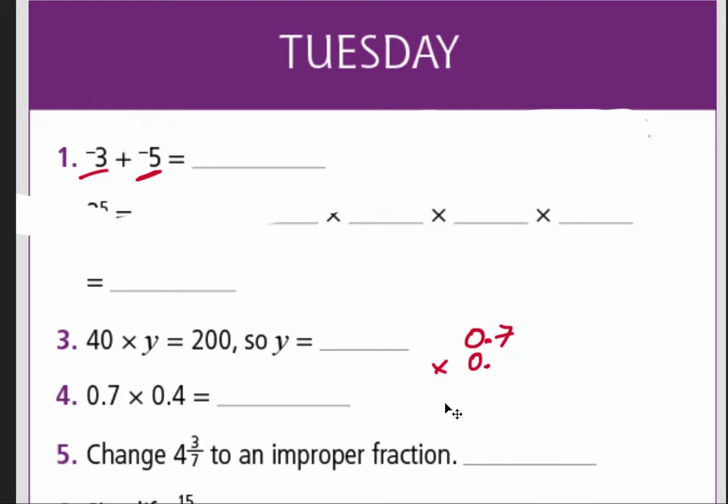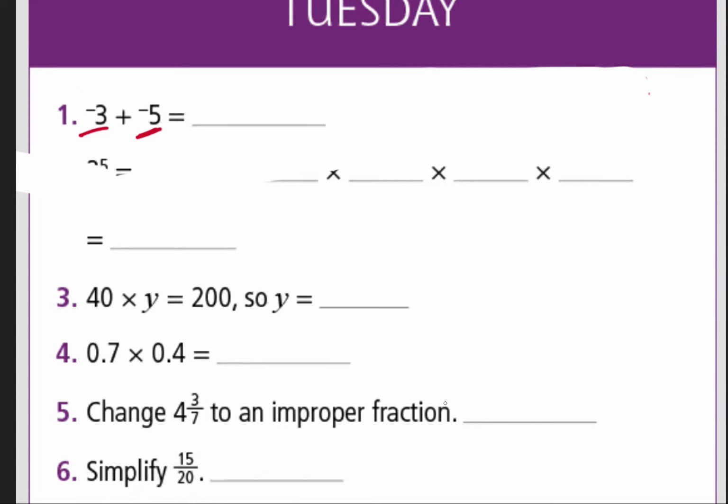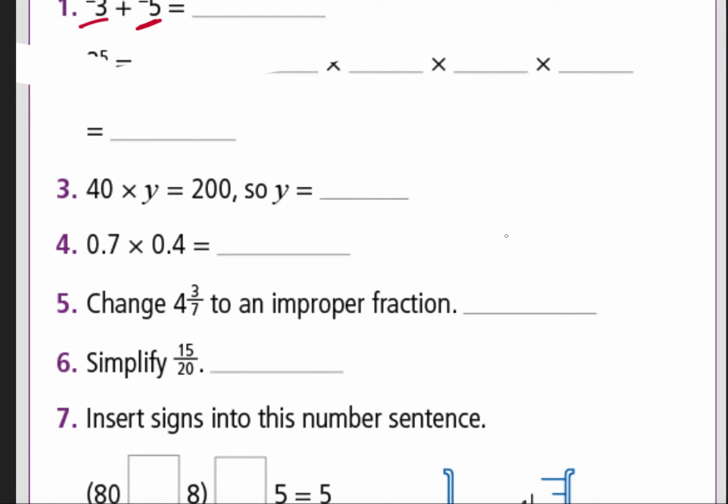Now, next one, number 5, change 4 and 3/7 to an improper fraction. Now, an improper fraction looks like this. It would be something like 20 over 10, where the number on top is bigger than the number on the bottom. That's an improper fraction. So to turn this one into an improper fraction, we're going to do 7 multiplied by the 4 and then add on the 3. So 7 fours is 28, add on your 3, and whatever answer you get for that, you're going to put that all over 7.